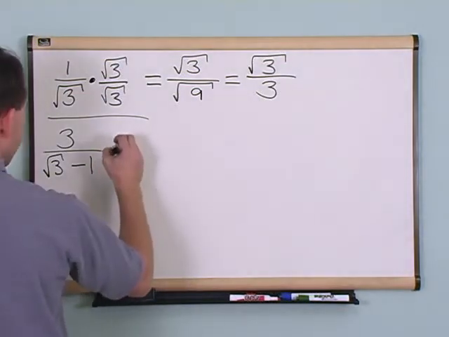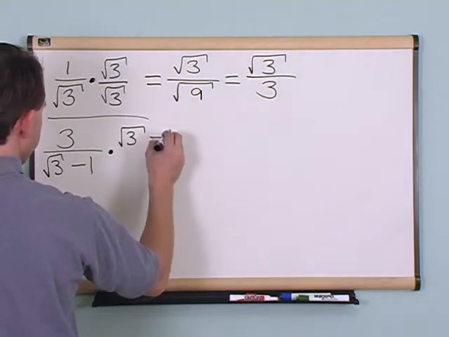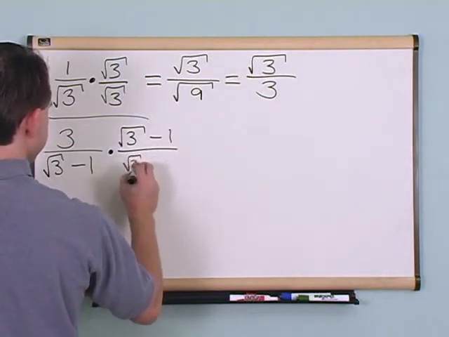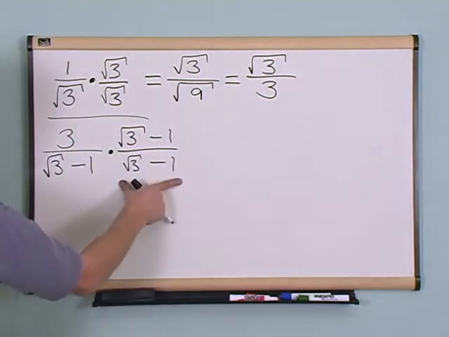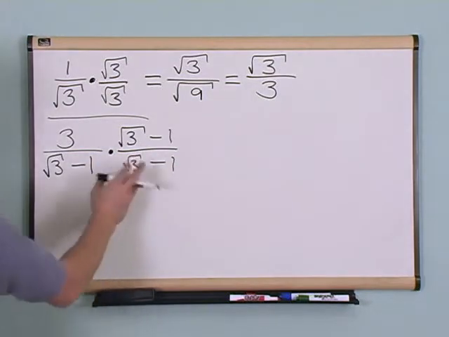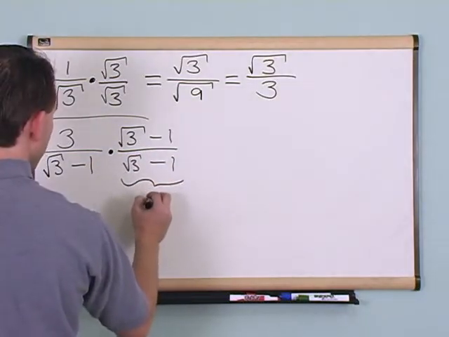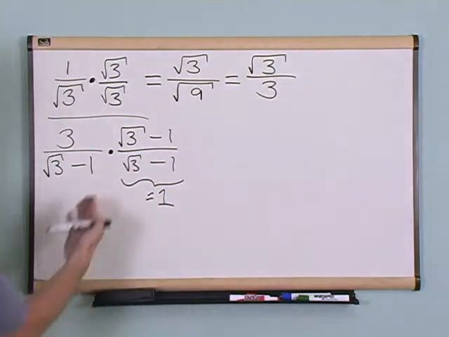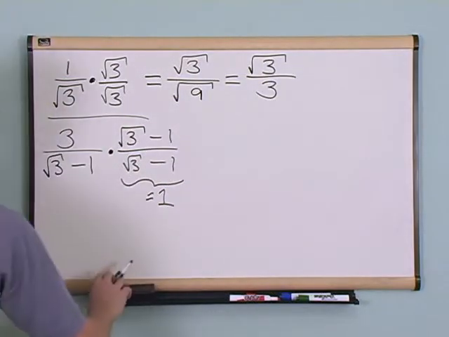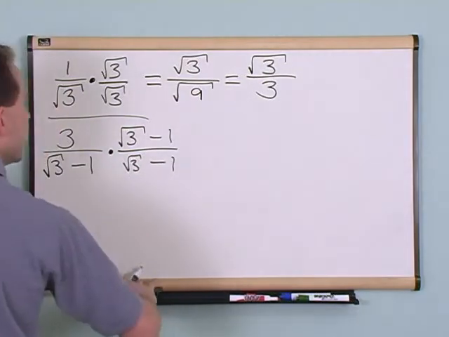Your first inclination would be, go ahead and multiply by square root of 3 minus 1. Okay? That's wrong. Wrong, wrong, wrong. It's okay to do it, because this quantity is equal to 1. Anything over itself is 1. It's fine to do it. It's just not going to simplify anything for you. Let me show you why.